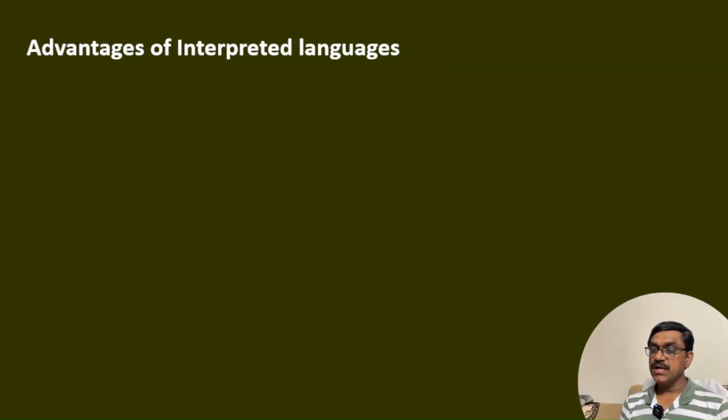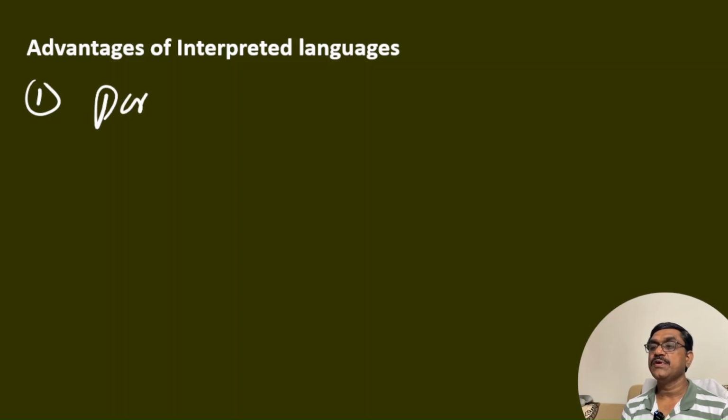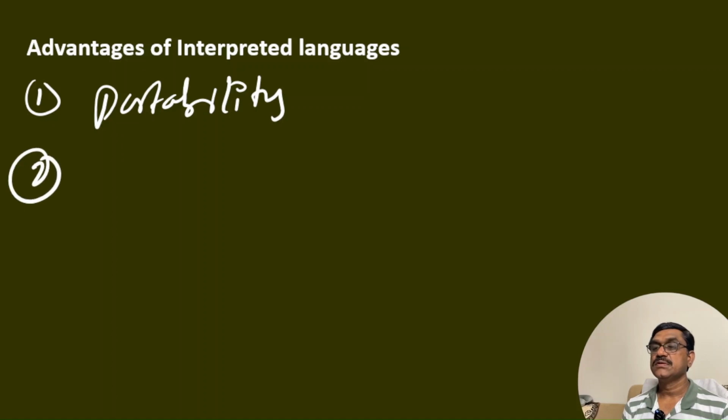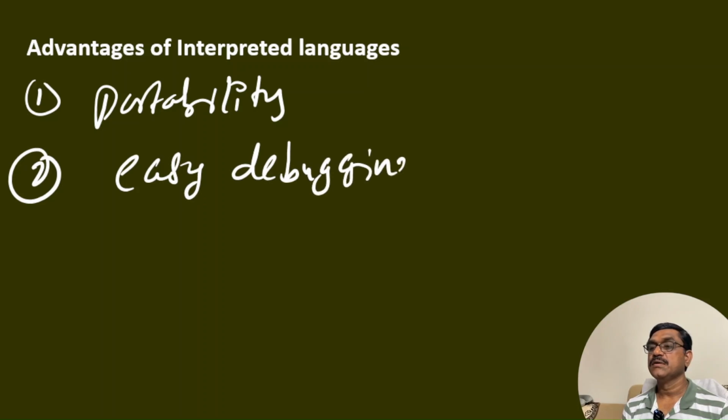Let us discuss the advantages of interpreted programming languages. The first advantage is portability, and the second one is easy debugging. These are the two advantages. So what do you mean by portability?